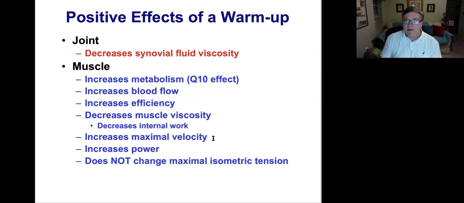There's a big increase in maximal velocity with increased temperature. It increases the power. In vivo, it doesn't change maximal isometric tension. In an isolated muscle in vitro, in a saline bath, it does, but it doesn't seem to in vivo. And we think there are actually some reflexes possibly involved in that. It gets a little complicated.